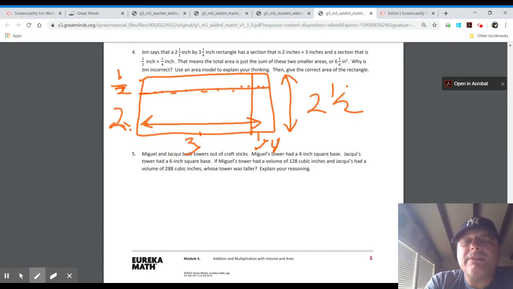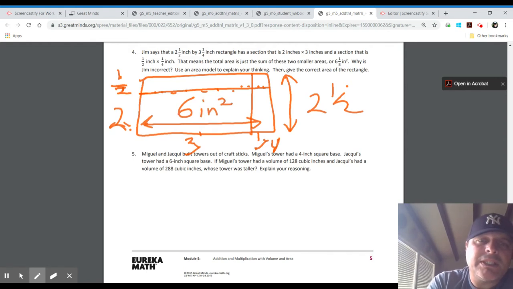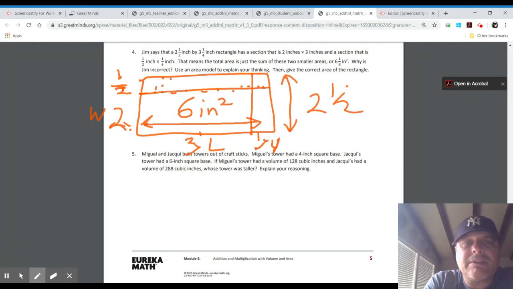So what he does is he multiplies 2 times 3, and he gets 6. So 2 times 3 is 6. That's the length times width. We're doing area right now. So that's 6, and I agree with that. That's 6 inches squared, because we did length times width right here. The width is 2 and the length is 3. Okay, 2 times 3.